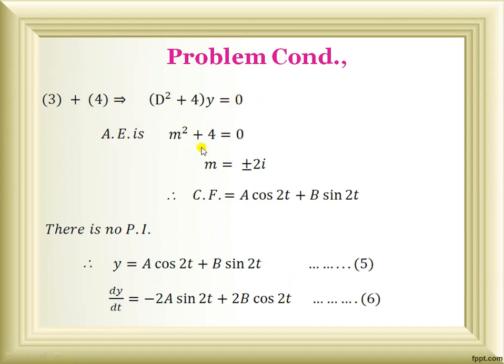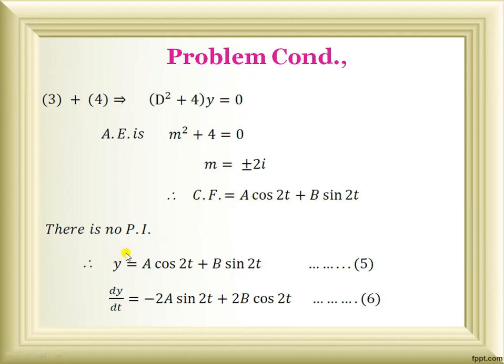So therefore, the auxiliary equation is m square plus 4 is equal to 0. After simplifying this, it gives the roots plus or minus 2i. This is in the complex form alpha plus or minus beta i. Here alpha value is 0 and beta is equal to 2. The complementary function formula for complex roots is e power alpha x, a cos beta x plus b sin beta x. Alpha is 0, e power 0 value is 1. And finally, the complementary function is a cos 2t plus b sin 2t. This is our complementary function.